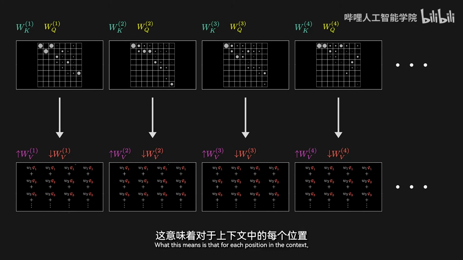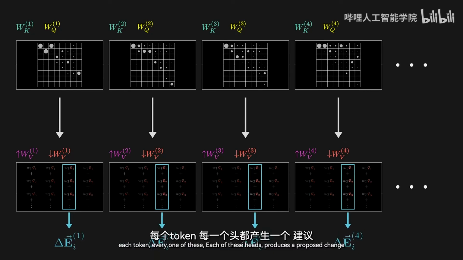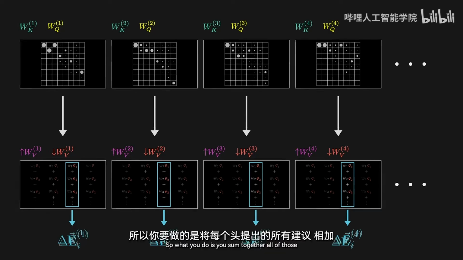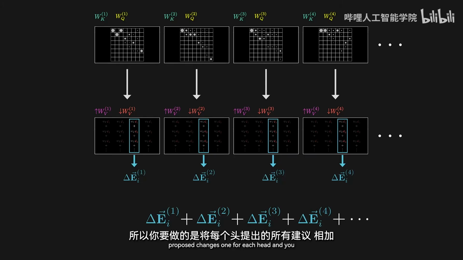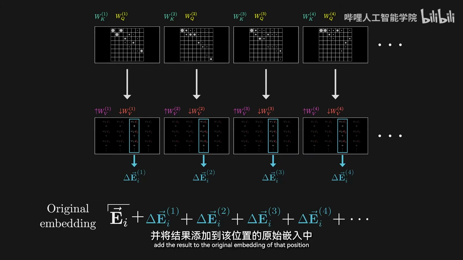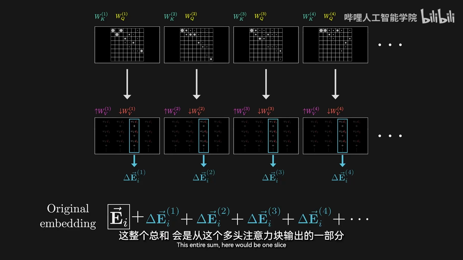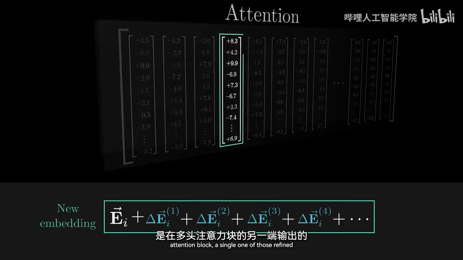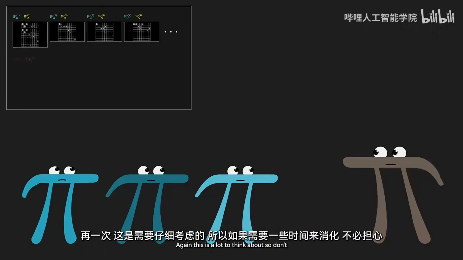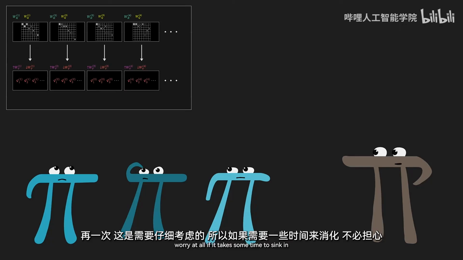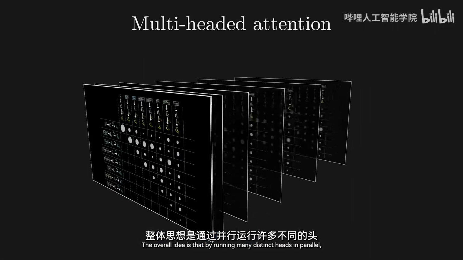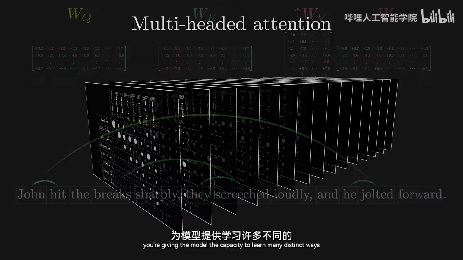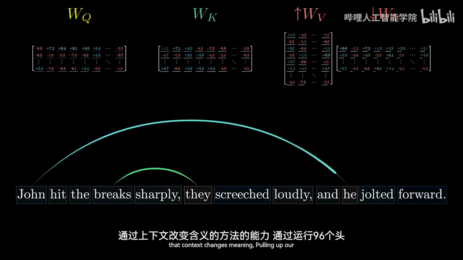What this means is that for each position in the context, each token, every one of these heads produces a proposed change to be added to the embedding in that position. So what you do is you sum together all of those proposed changes, one for each head, and you add the result to the original embedding of that position. This entire sum here would be one slice of what's outputted from this multi-headed attention block, a single one of those refined embeddings that pops out the other end of it. Again, this is a lot to think about, so don't worry at all if it takes some time to sink in. The overall idea is that by running many distinct heads in parallel, you're giving the model the capacity to learn many distinct ways that context changes meaning.